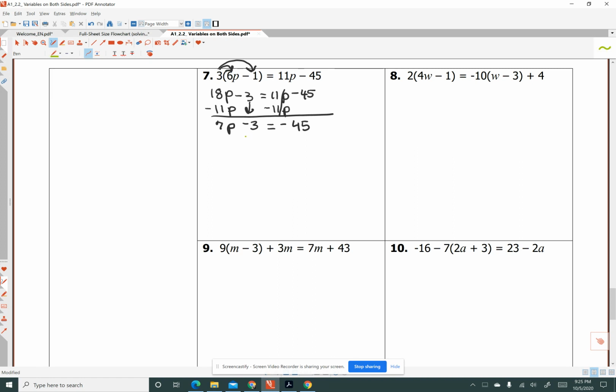Now I want to isolate 7p, so I'll add 3 to both sides to keep our scales of algebra justice in balance. So on the left side, 7p equals negative 42. Now I have p is being multiplied by 7. The opposite of multiplication, or the inverse, is division, so I'll divide by 7. Whatever I do to one side, I do to the other. And p equals negative 6.